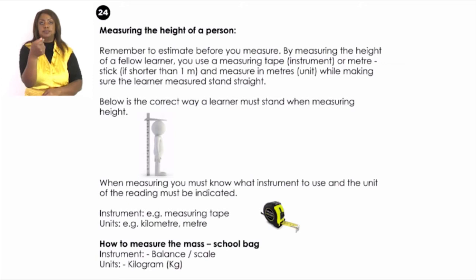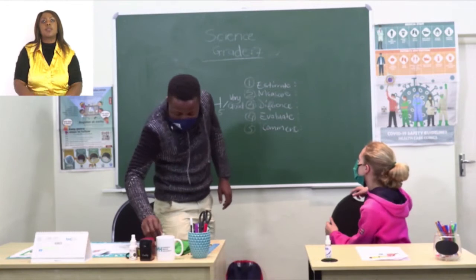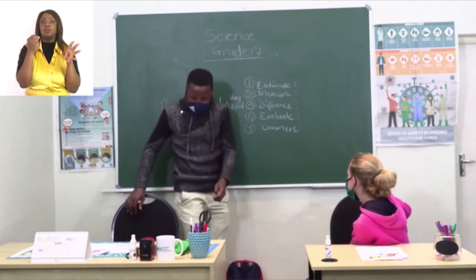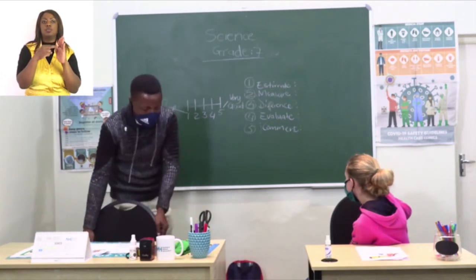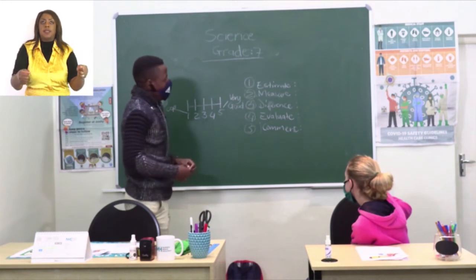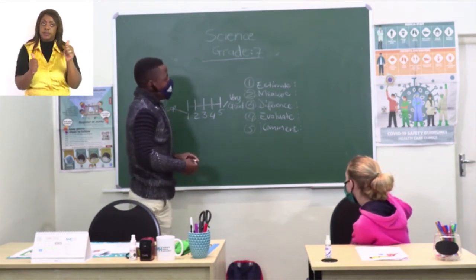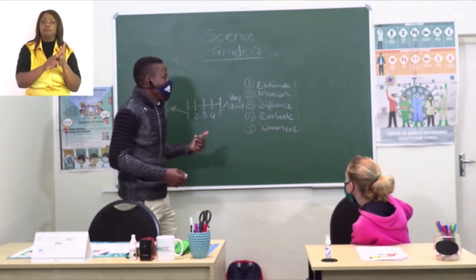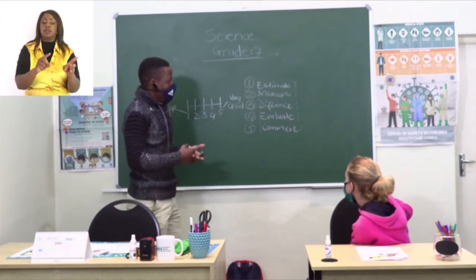Now I have to move to the chalkboard so that I can explain further on how to do this experiment. We have 5 words or terms that we need to know today. So the estimation is the first thing we have to do. You have to guess, you have to give a better guess.